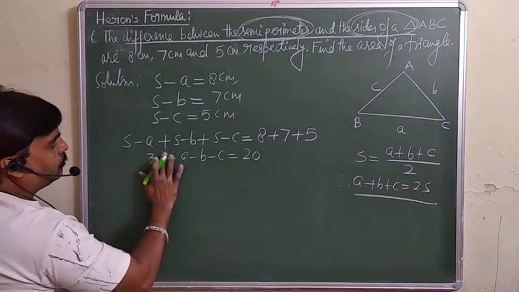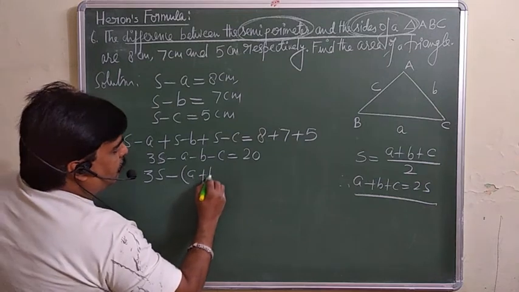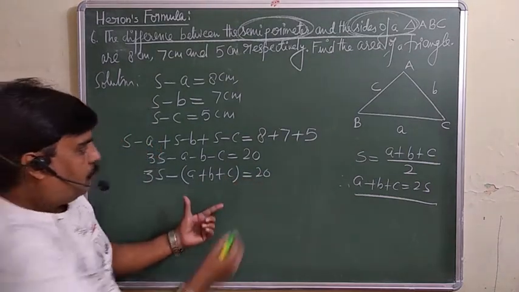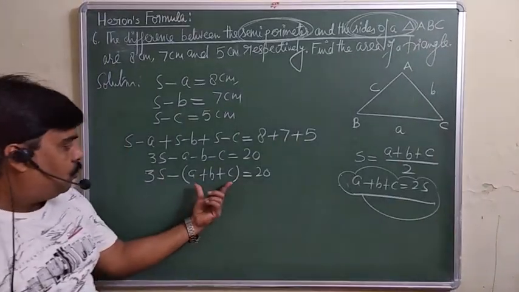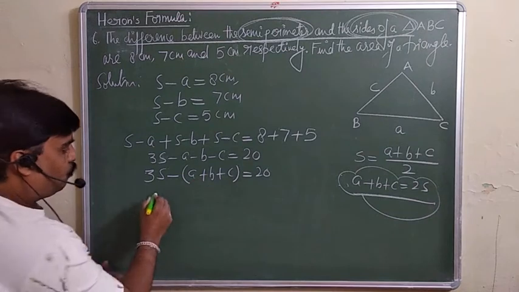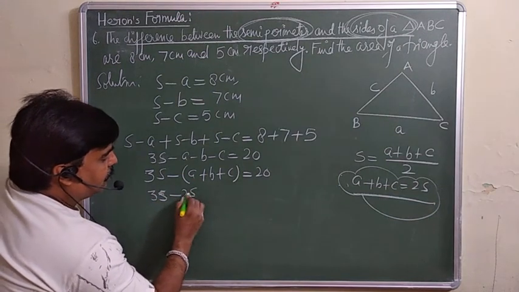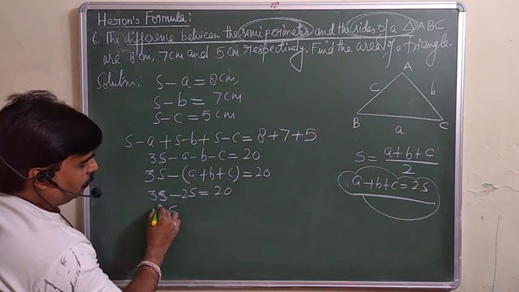Here you can write down 3S minus, taking out the common, A plus B plus C is equal to 20. But this A plus B plus C is what? That is 2S, you already know. So you can put 2S here. What do we get? 3S minus 2S is equal to 20. So therefore, S is equal to 20.